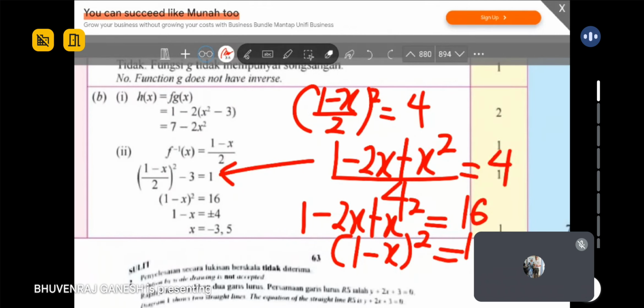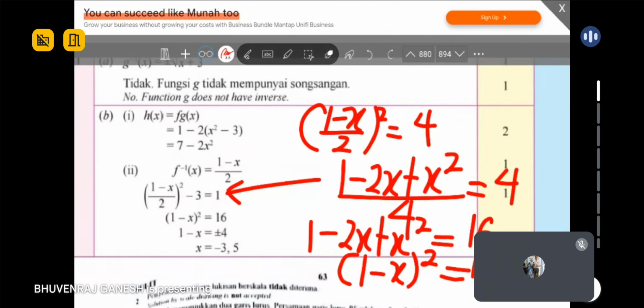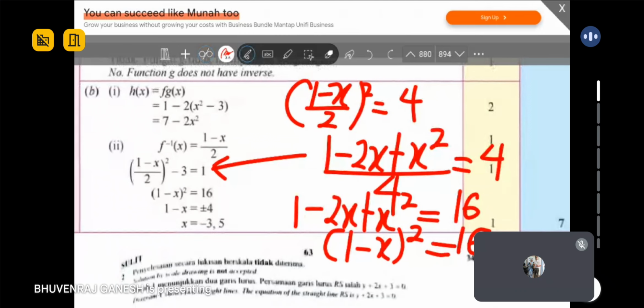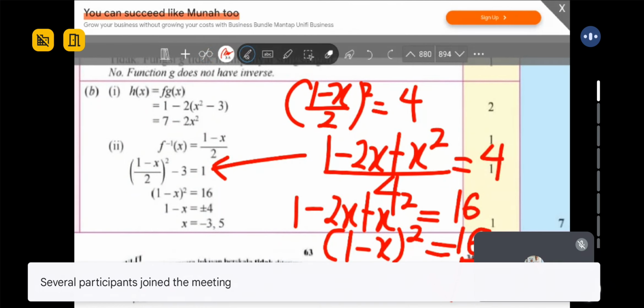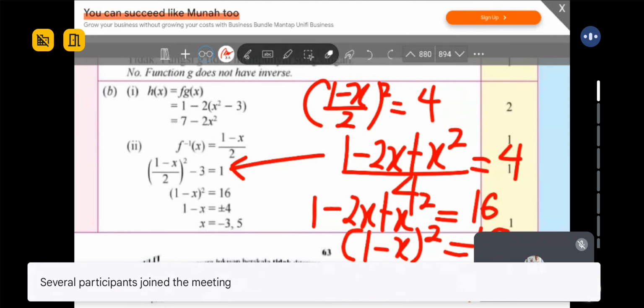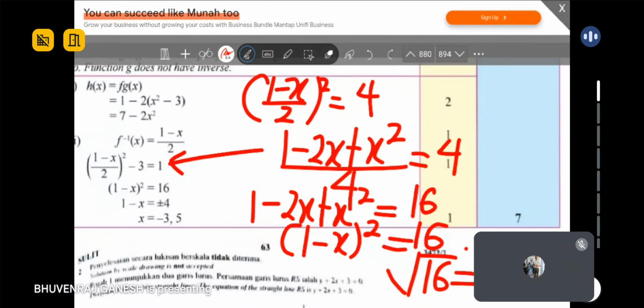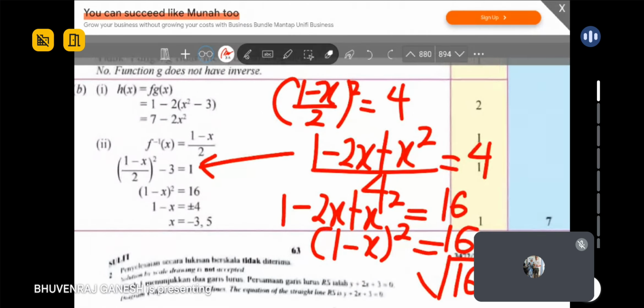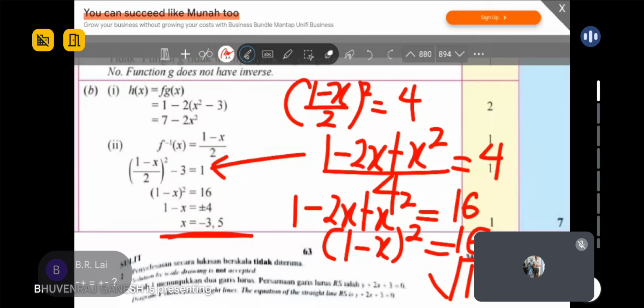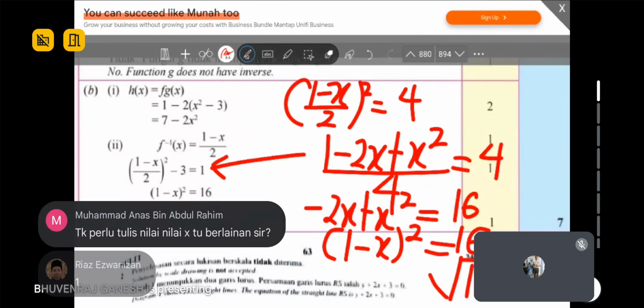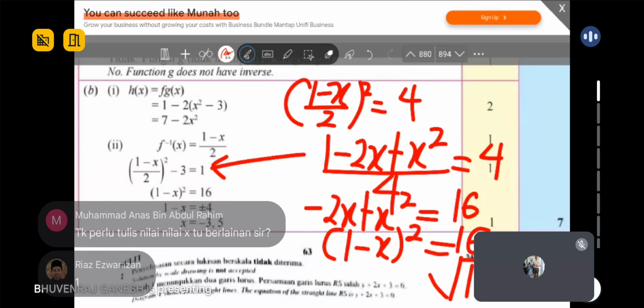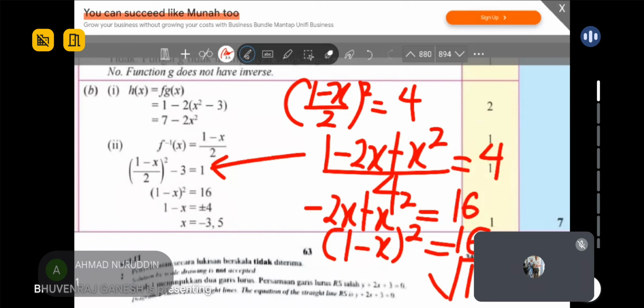Okay, so over here you will get 2 x value. Kamu akan dapat 2 nilai x, guys. Sebab dia kuasa 2. Okay, when you shift the square to the other side, it becomes square root 16. Okay, square root 16 is positive, negative 4. Kamu ada 2 nilai. 2 different value. Okay, positive, negative 4. Alright, so you must consider 2 cases. Tengok 2 case. So that's why you have 2 different answer. Okay, so your answer is this one. Okay guys, 1 or 2? 1 atau 2? Tak perlu tulis nilai-nilai x tu berlainan. Tak perlu. Tulis saja macam ni. Just write your answer like that.